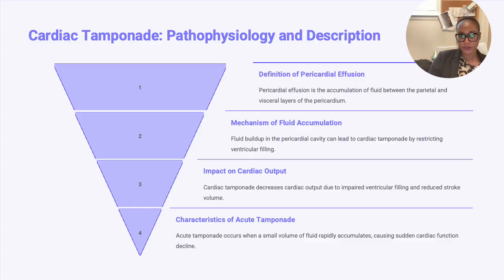I've already gone over the definition of pericardial effusion and the mechanism of fluid accumulation. As I mentioned, fluid buildup in the pericardial cavity can lead to cardiac tamponade by restricting ventricular filling. Cardiac tamponade decreases cardiac output due to impaired ventricular filling and reduced stroke volume. And in acute tamponade, a small volume of fluid rapidly accumulates, causing a sudden cardiac output decline.